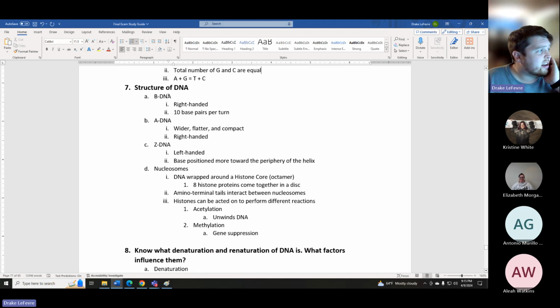The structures of DNA, you can have B, A, and Z DNA. Remember that B DNA is the most common. This is what our DNA is because it's right-handed. Right-handed is the most thermodynamically stable.